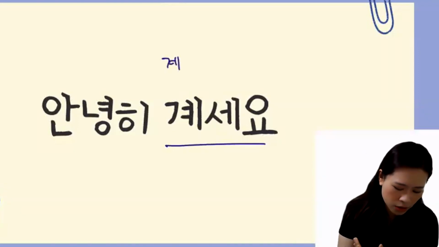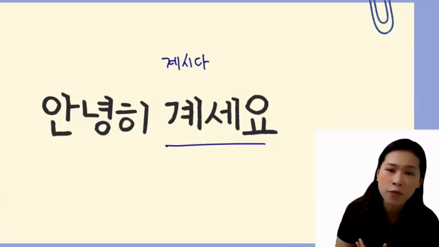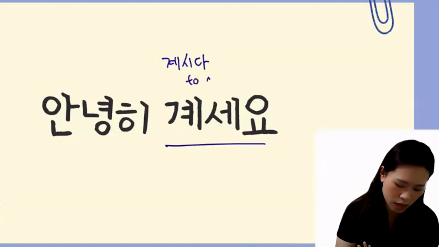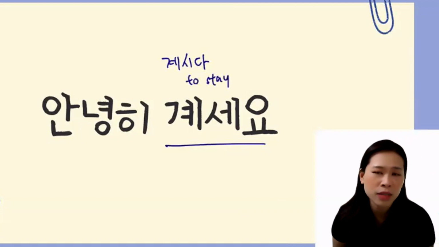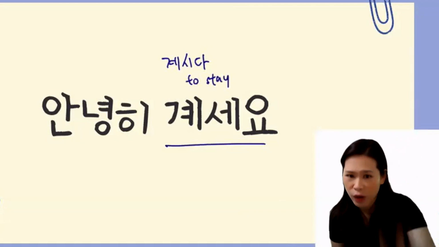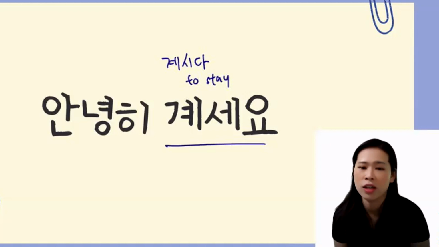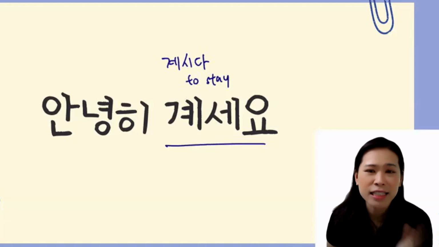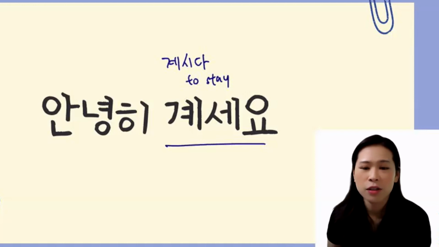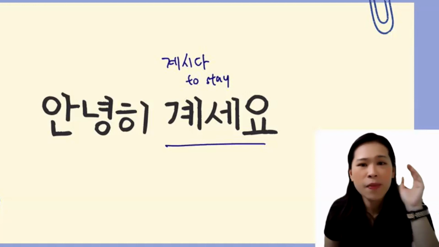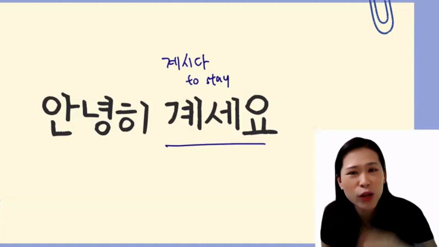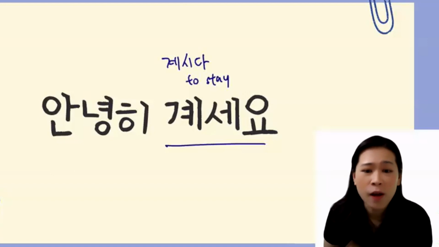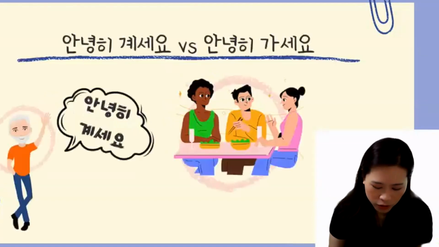And 계세요 comes from the stem verb 계시다, and that means to stay, or sometimes to exist. Is the teacher around? Is the teacher in the area, existing or staying? So 계시다 is the stem for 계세요, and 계세요 means to stay. Therefore, you will use this when you are talking to someone who is not leaving and is staying. Okay, 안녕히 계세요. All right, so let's use an example.